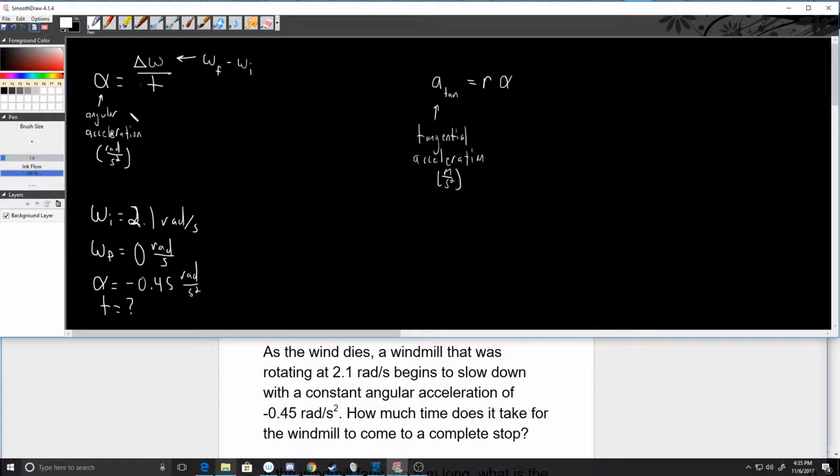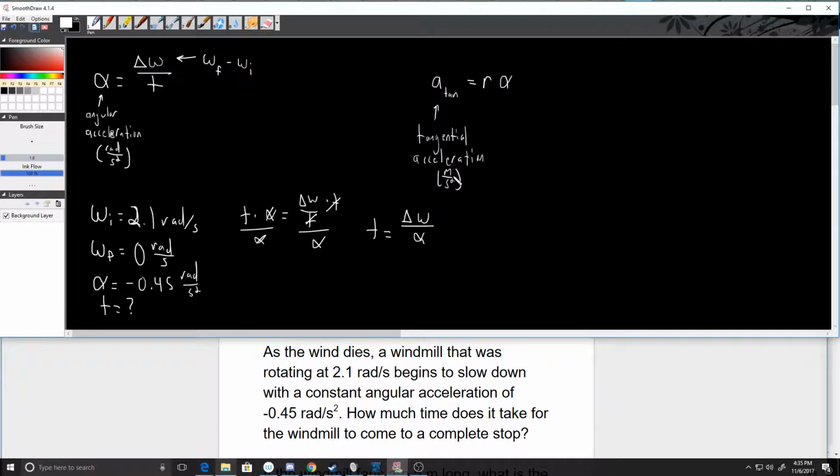So I'm just working with this formula right here. Let's start by getting t by itself. If alpha equals the change in angular velocity over time, multiply both sides by t, and then divide both sides by alpha. In this case, t cancels t and alpha cancels alpha. So my time is equal to the change in angular velocity over the angular acceleration.